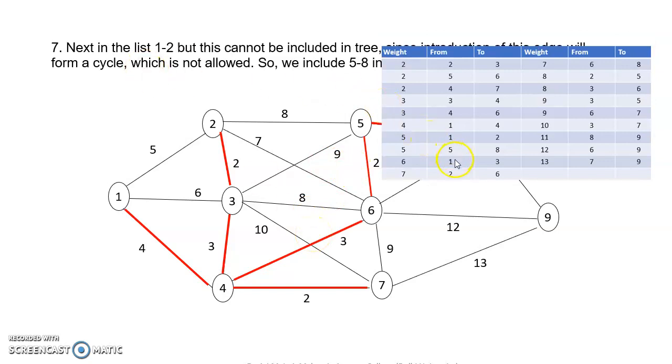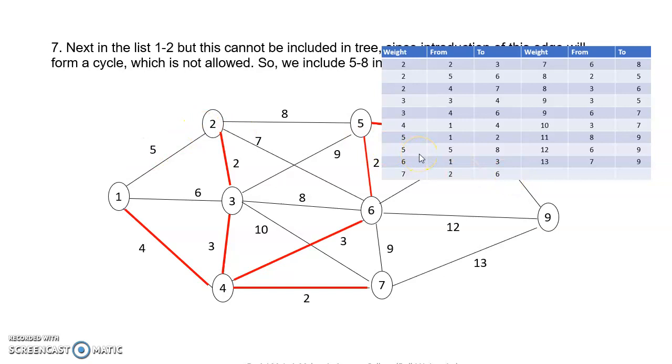Now next in the list is 1, 2. 1, 2 is where? 1, 2 is this. 1, 2 cannot be connected because if you connect 1, 2, a cycle will be formed over here. Formation of a circle in the tree is not allowed. So 1, 2 has to be avoided.